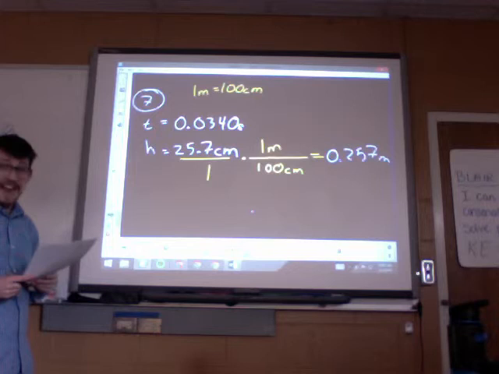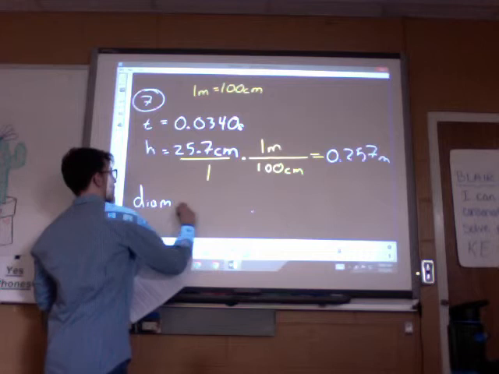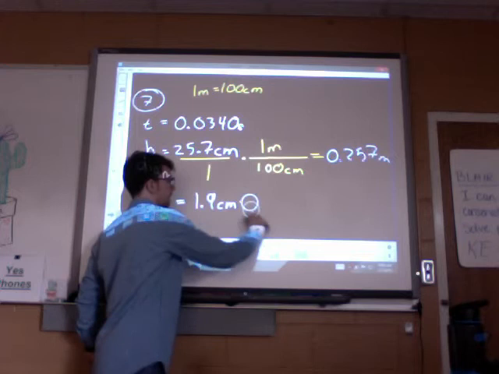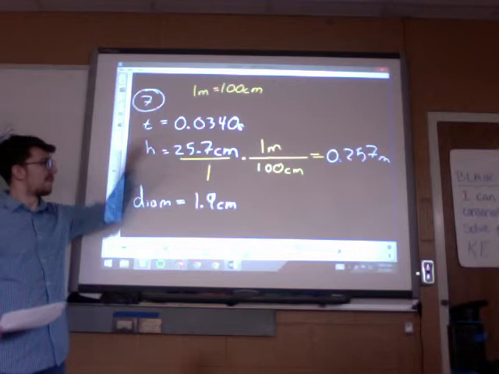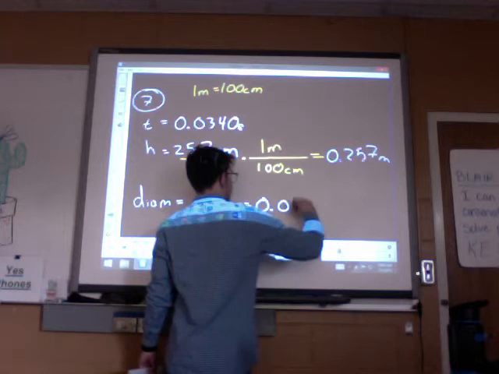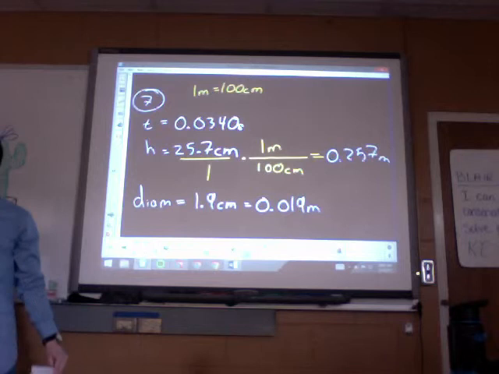We're also given a diameter of 1.9, and this is what we used as distance. Let's convert it and then talk about why it's distance. This one's just like the one above. What are we dividing it by? 100. So we don't really need to show the work for that. We just did the work for that. Same thing. Diameter.